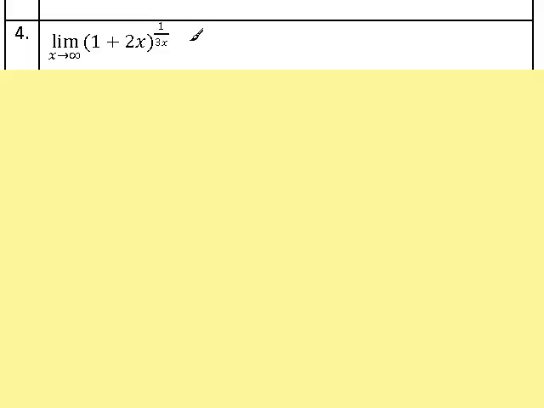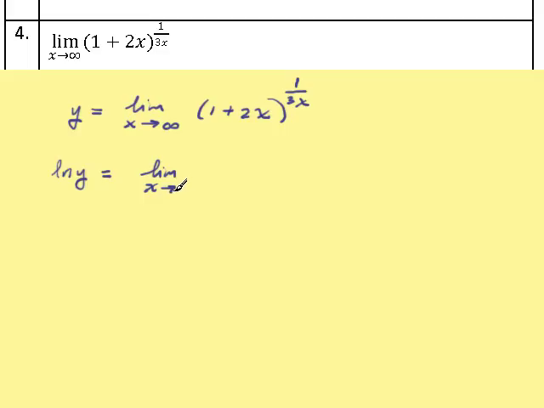In number 4, we have a limit where the base contains an expression involving x and the exponent also. So in this case, we're going to take the log of both sides. So we're going to write y is equal to the limit as x goes to infinity of (1 plus 2 to the x) to the 1 over 3 to the x. So in order to bring this down, we're going to take the log of both sides. So we're going to figure out what log y is. That's limit x goes to infinity of the log of this expression.